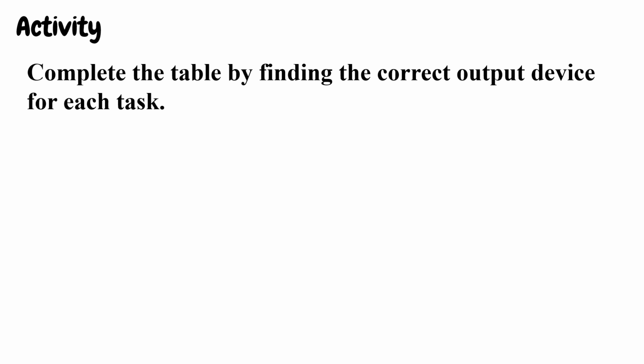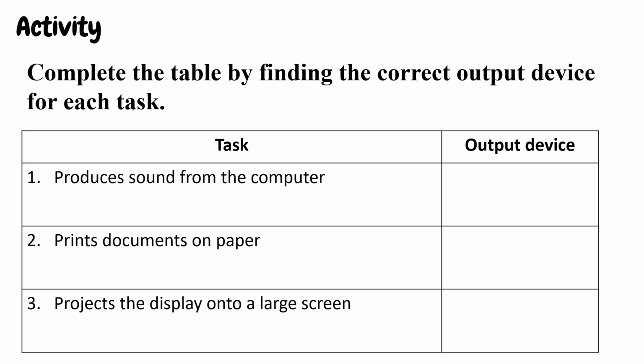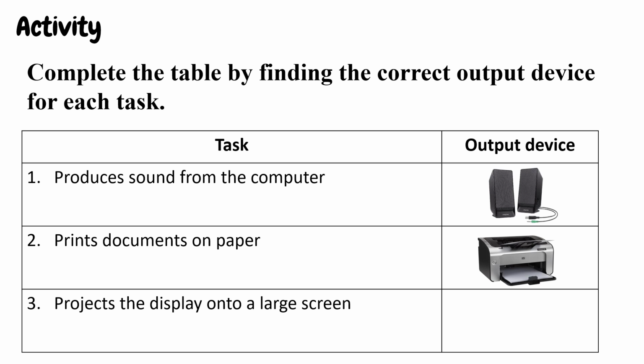Alright, let's do an activity. Here are some tasks performed by output devices. You need to find the correct output device. Let's do it. First one, produces sound from the computer. Yes, it is speaker. Prints documents on a paper. Then it should be printer. Projects the display onto a larger screen. That means it should be multimedia projector. Good.